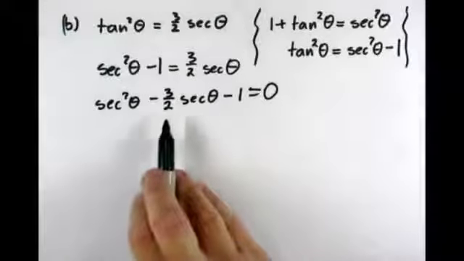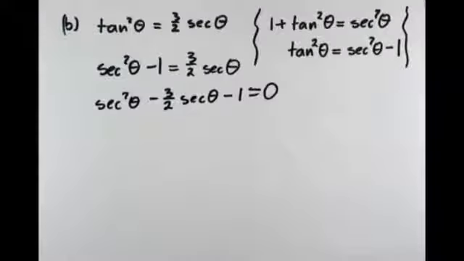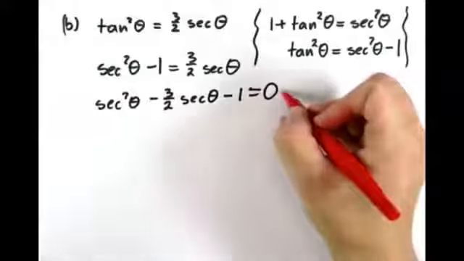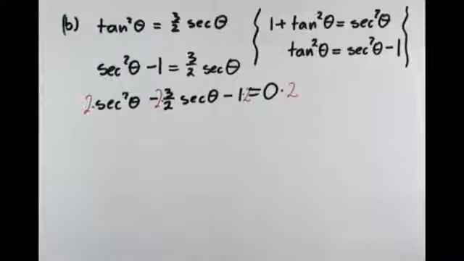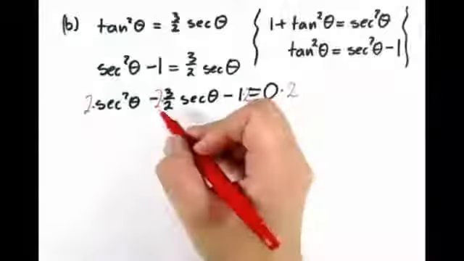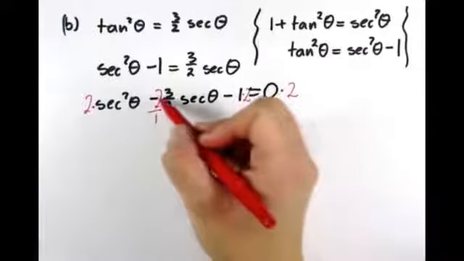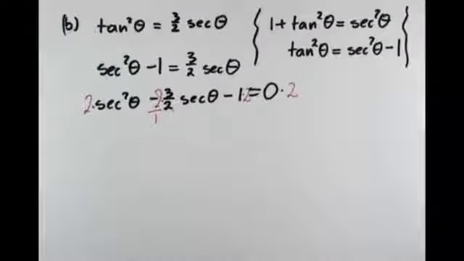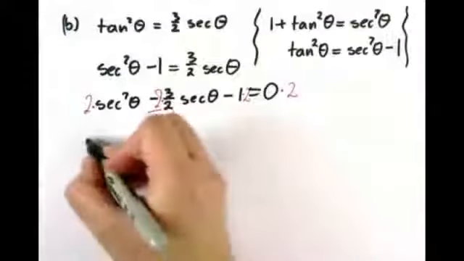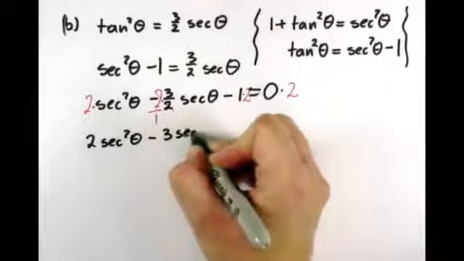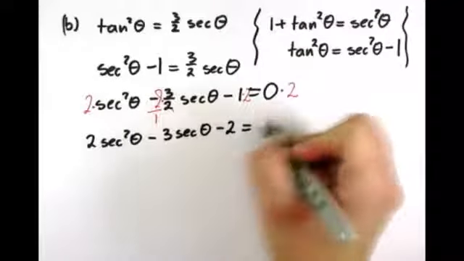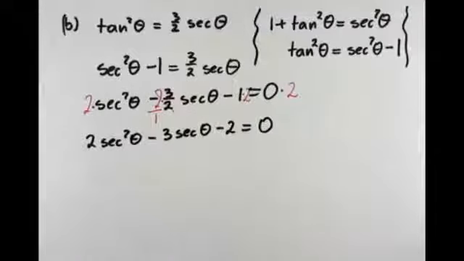And then, I don't like fractions, so I'm going to multiply each and every term times 2, because 2 is like 2 over 1. So then this 2 and 2 cancel out. So what we have is 2 secant squared theta minus 3 secant theta minus 2 is equal to 0. 0 times 2 is 0.